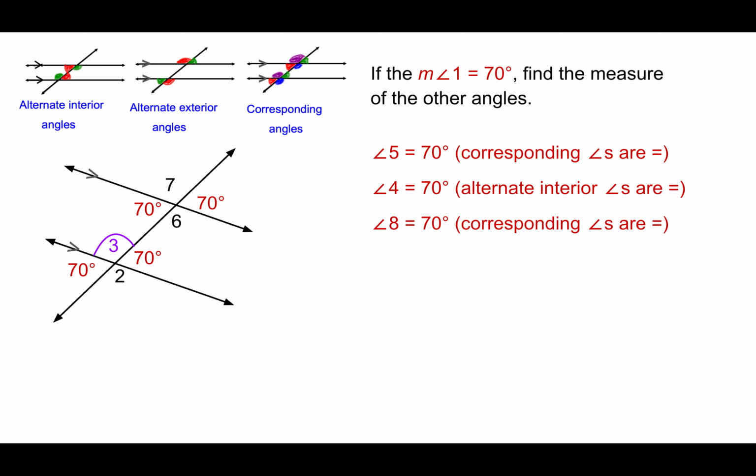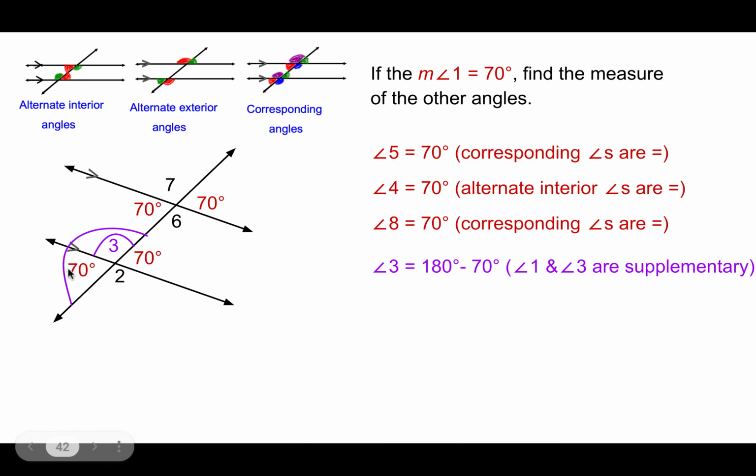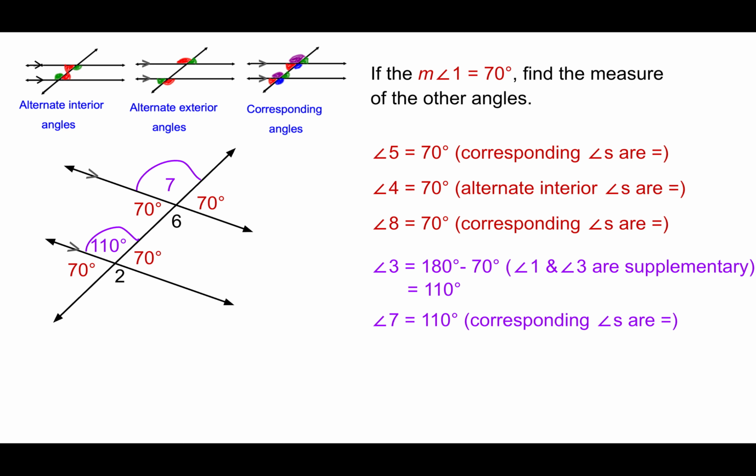Now let's look at angle 3. Angle 3 and the 70 make a straight line, so that means that they're supplementary. They equal 180 degrees. So if I subtract 70 from 180 degrees, I'll get 110 degrees, so angle 3 is 110 degrees. Angle 7 and angle 10 are corresponding angles, so they would be equal.